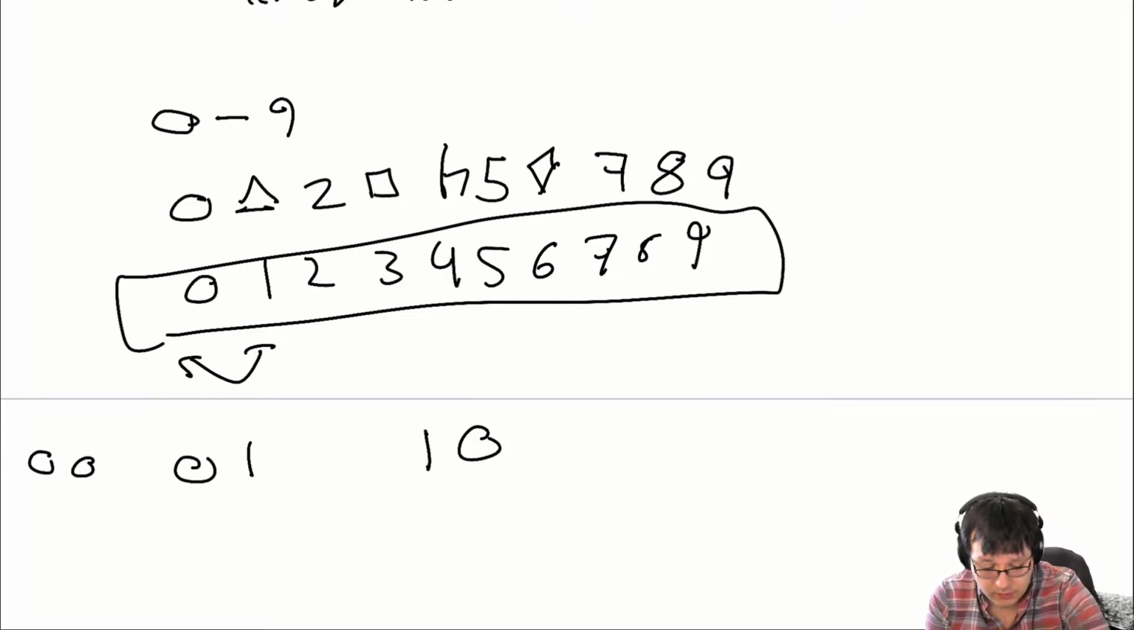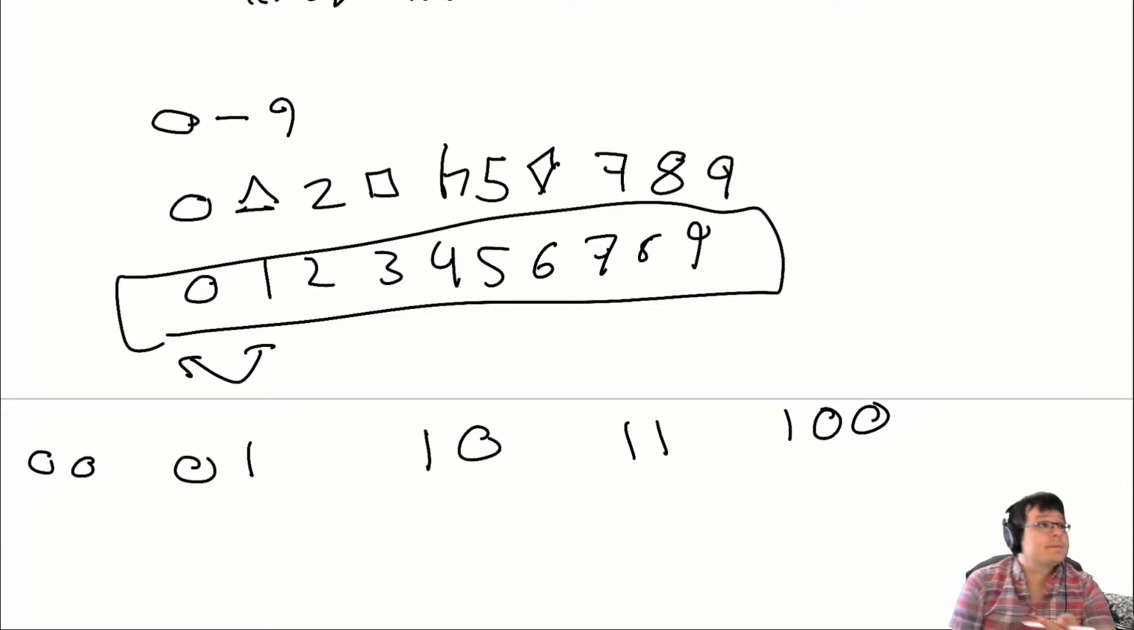0 would be 0, 1 would be 1, and then 3 would be 1, 1, and then 4 would be 1, 0, 0, and so on, right? So basically, in binary, you just need 2 symbols, and we choose to use 0 and 1. But you could just as easily choose a different symbol, right? Okay, so this works for any number system where you need at least 2 digits.